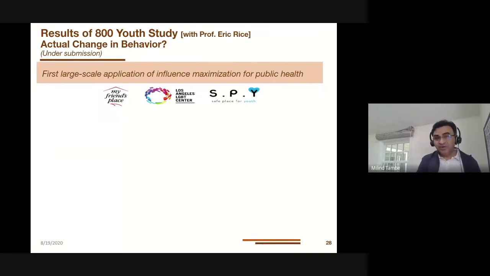As far as we know, this is the first large-scale application of influence maximization for public health. These kinds of algorithms, if you look at the literature, have not been used in practice. There are lots and lots of papers over the last 2 decades, but not real actual deployment for public health. We did this study with the 3 homeless shelters in LA that we've been working with: My Friend's Place, Los Angeles LGBT Center, and Safe Place for Youth.